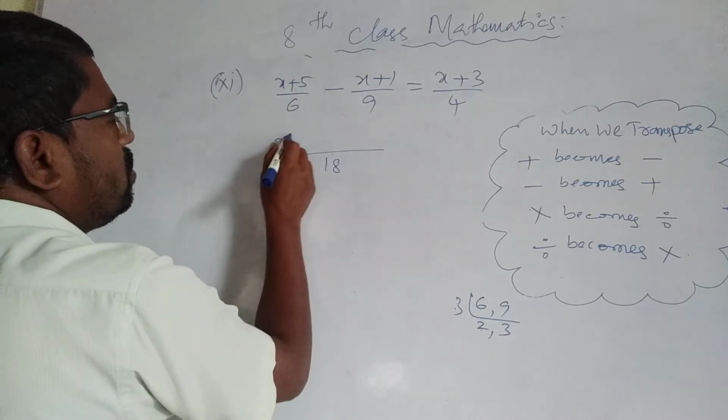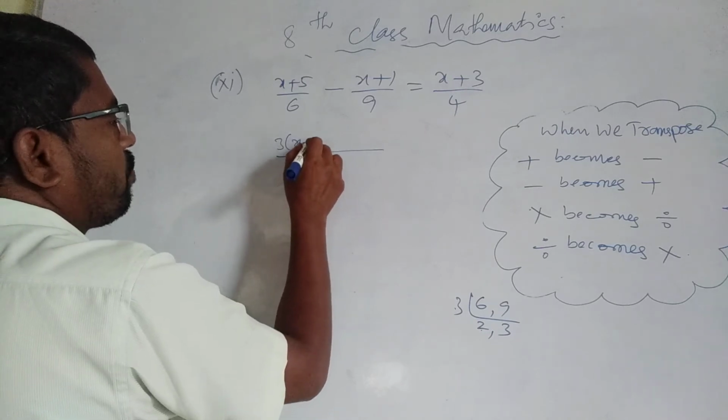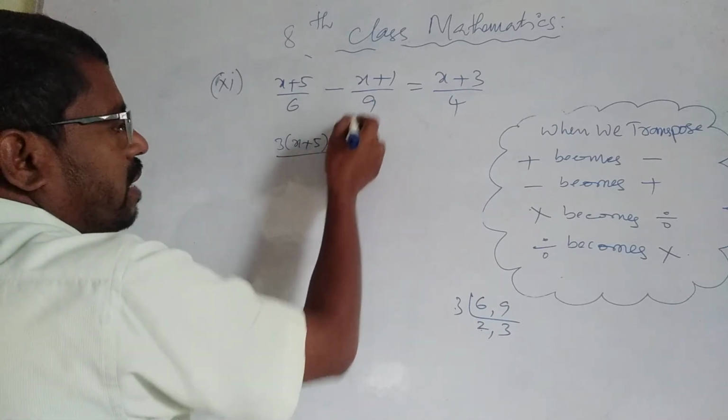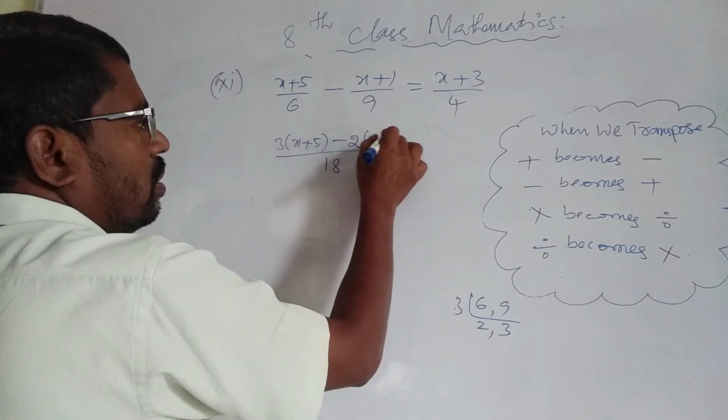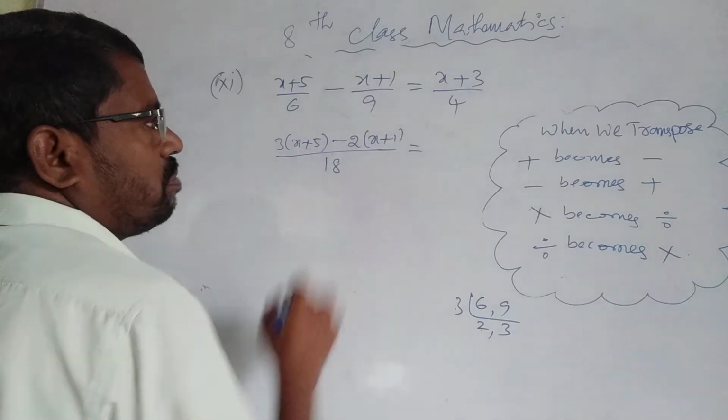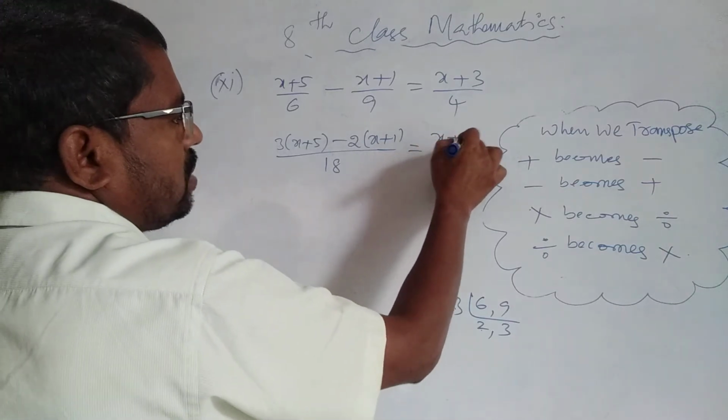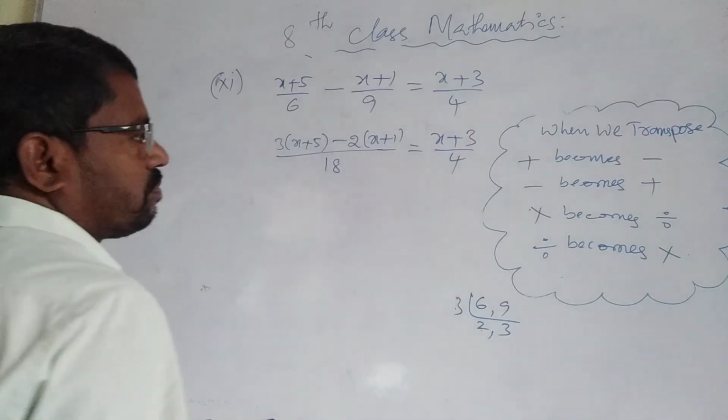3 times. 3 into (x plus 5) we can multiply. Minus, minus. 9 and 18. 9 twos are 18. 2 into (x plus 1). Numerator, this you already know, the simplifications. And (x plus 3) by 4 is as it is.